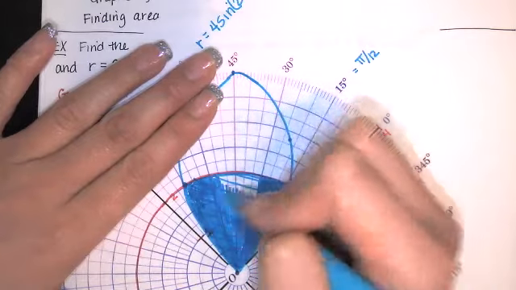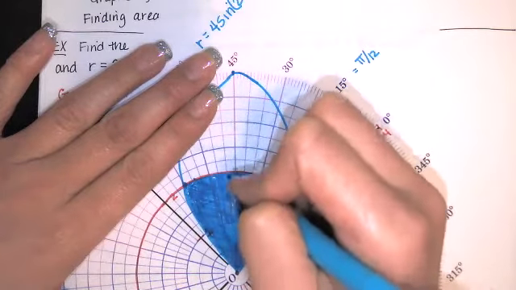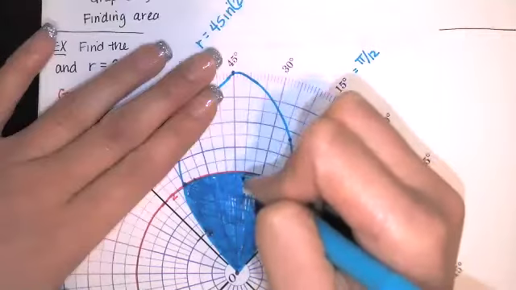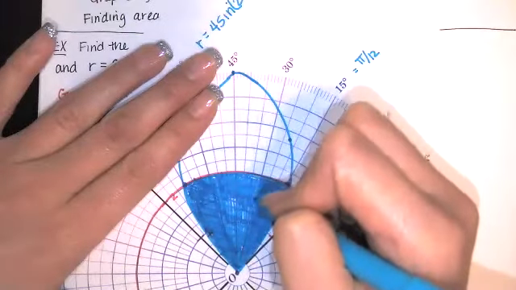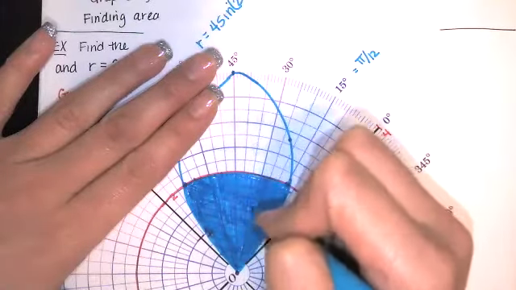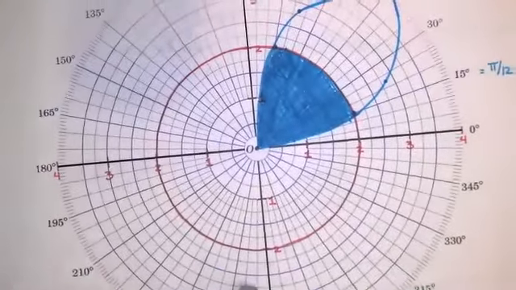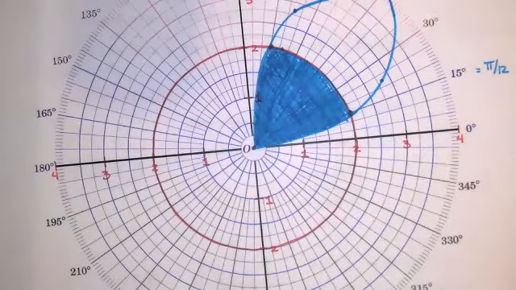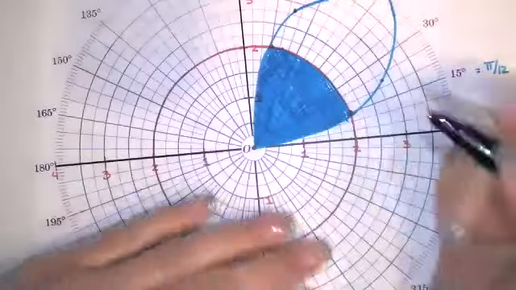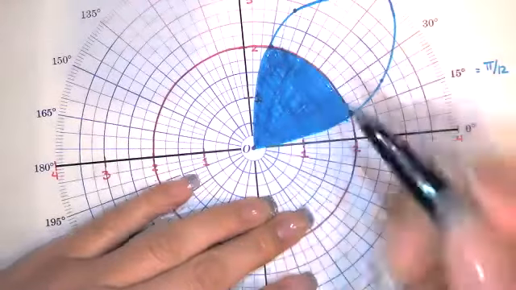Okay, this is what we've got. I want to find the area of this region times 4. So there are going to be 4 of them because it's a rose curve with 4 petals. Now we said earlier we had points of intersection over here at pi over 12 and over here at 5 pi over 12.